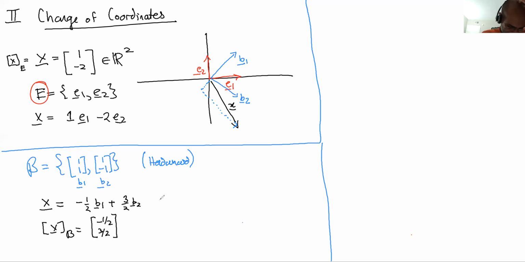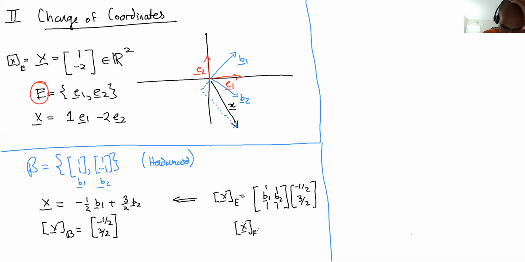Yeah, so it's kind of implicit in this setup, right? What is this equation really saying? Well, it's saying that the coordinate vector of x in the E basis is equal to this matrix whose columns are B1 and B2 times its coordinate vector in the B basis. So, minus half, 3 halves. So in general, you have this relationship that x, the E coordinates, are just equal to a matrix, which I'm going to call P_{E←B}, times the coordinates in the B basis.